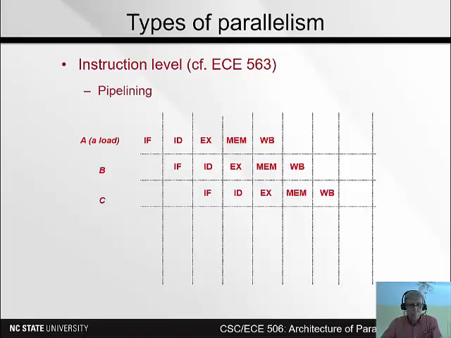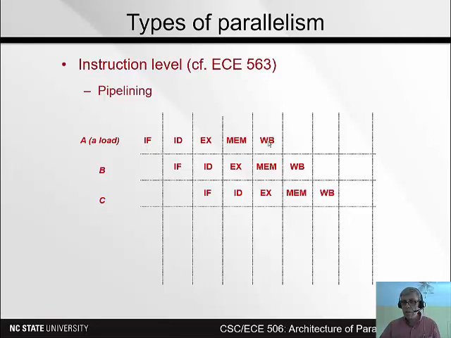Let's look at the kinds of parallelism that are available, first of all from the point of view of the architecture. The simplest kind of instruction level parallelism is pipelining. Instructions move through the stages of the pipeline one after another.